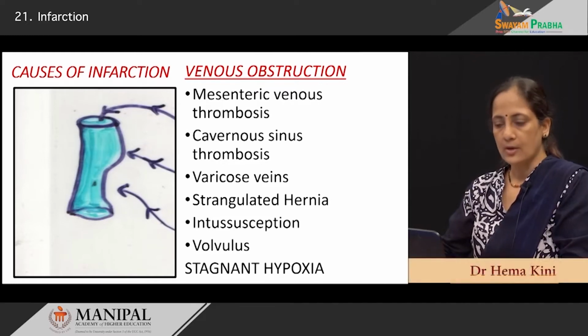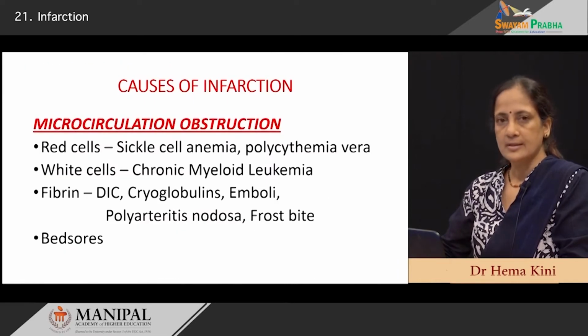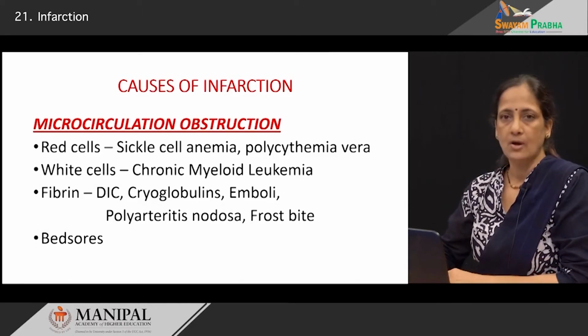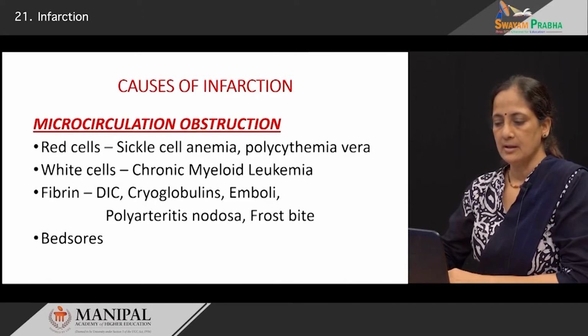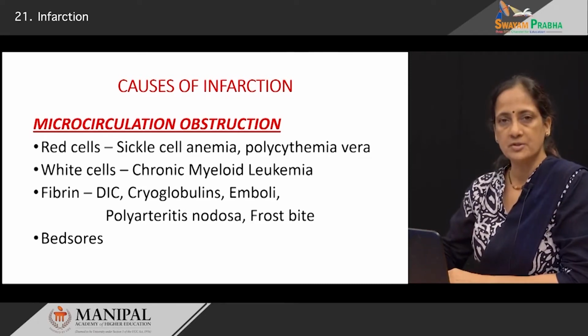Microcirculation causes can also result in infarction of tissue. If the circulation is blocked by red cells, for example in sickle cell anemia or in polycythemia vera, increased white cell counts as seen in chronic myeloid leukemia, formation of fibrin thrombi in the microcirculation as seen in disseminated intravascular coagulation, and excessive pressure causing compression of the microcirculation as seen in bed sores are all causes for infarction of tissue.